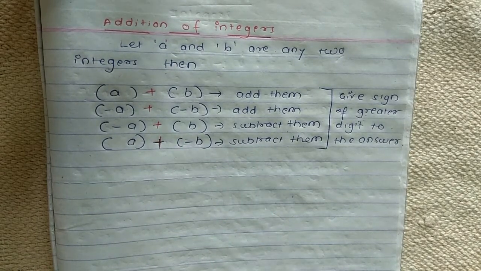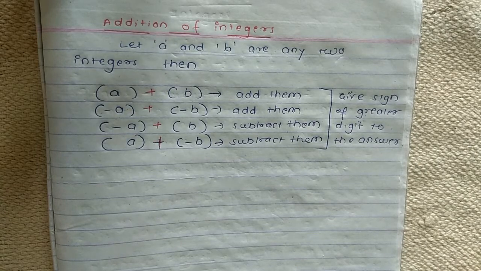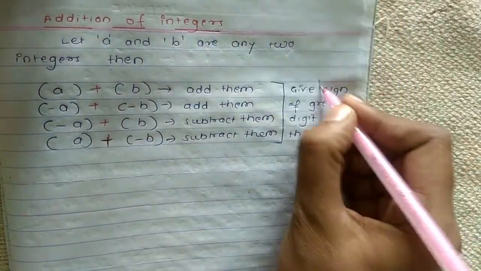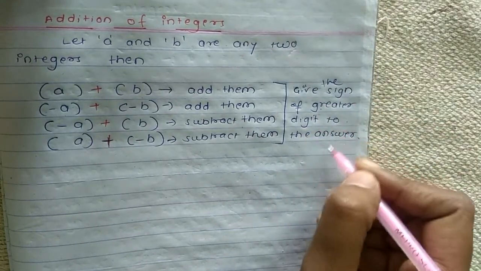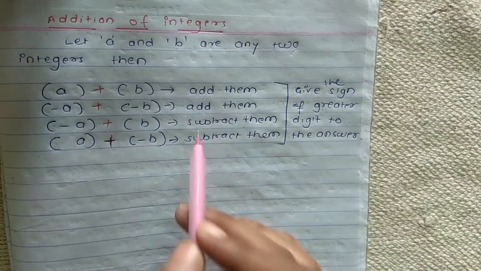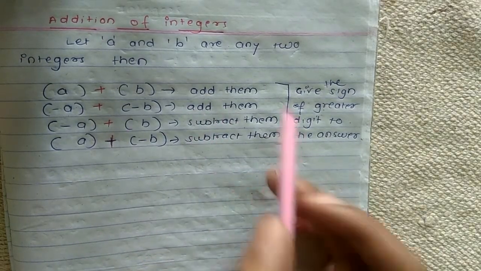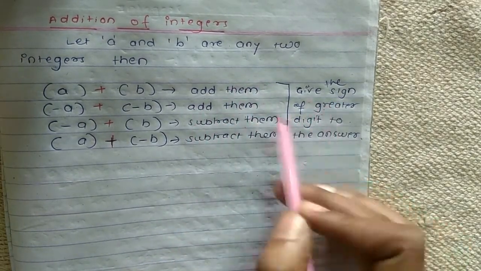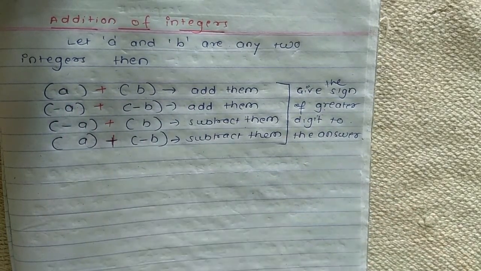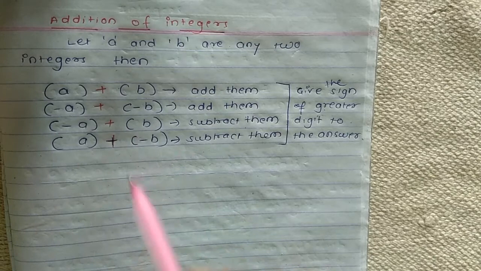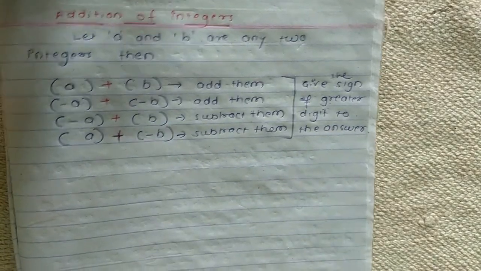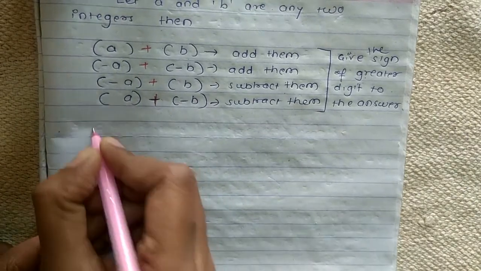But now you have to think about the sign, which sign we have to give to the answer. Very easy: give the sign of the greater digit to the answer. Whatever answer you are getting, adding or subtracting, to that answer you have to give the sign of the greater digit. Suppose a is greater, then that sign you have to give to the answer. Suppose b is greater, whatever sign that digit has, that you have to give to the answer. So let us take examples.